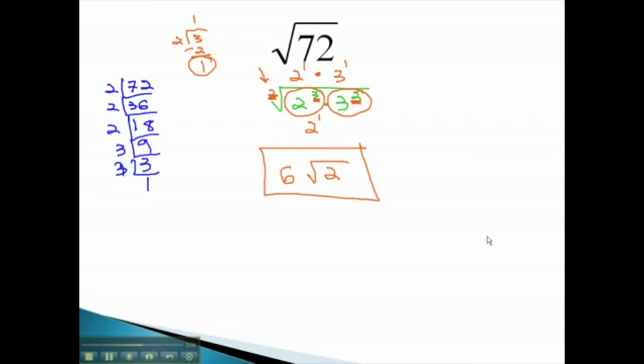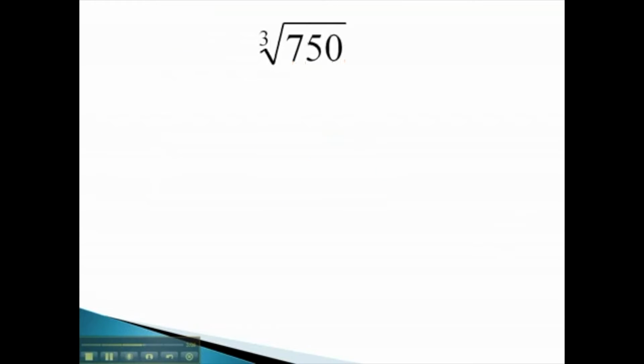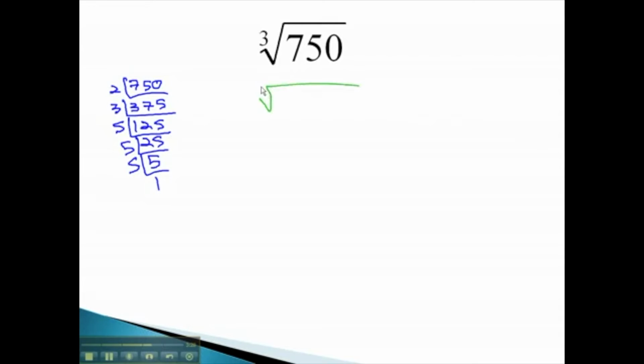Let's take a look at another example. Here we want the third root of 750. Finding the prime factorization of 750: divisible by 2, 375 times; divisible by 3, 125 times; divisible by 5, 25 times; divisible by 5, 5 times; and 5 once. We get underneath the cube root 2 times 3 times 5 to the third power.